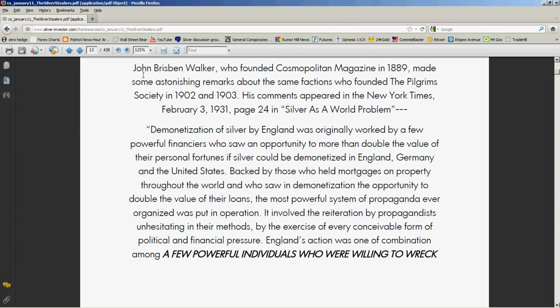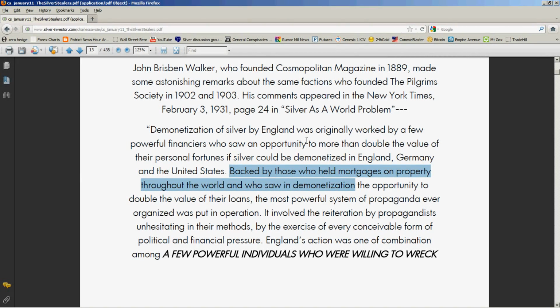Now, I wanted to stop there because that's important. For those of you who don't understand, if you are a debtor, then obviously inflation, cheap money, is in your interest. If you are a creditor, then tight money is going to be in your interest, or deflation. So what he's saying is that these bankers saw an opportunity to double the value of their mortgages because by making it so much more difficult to pay back, the value of the money had increased so much that their mortgages would be much more valuable.